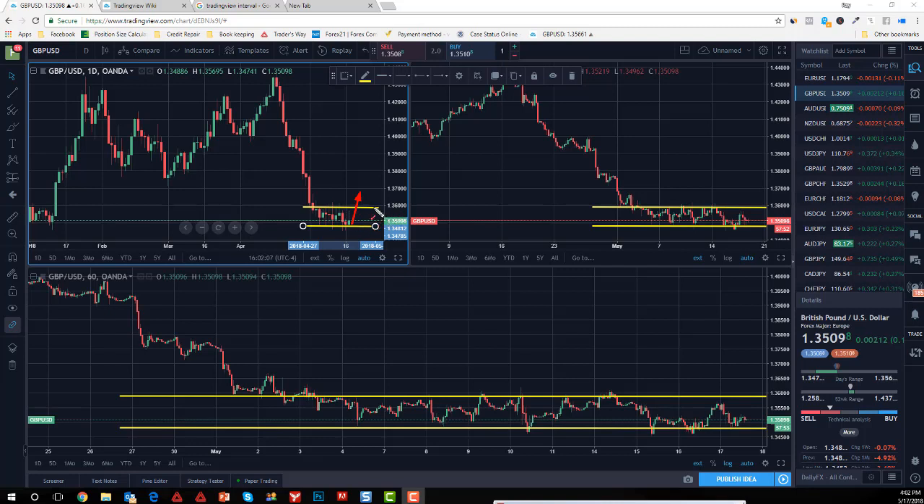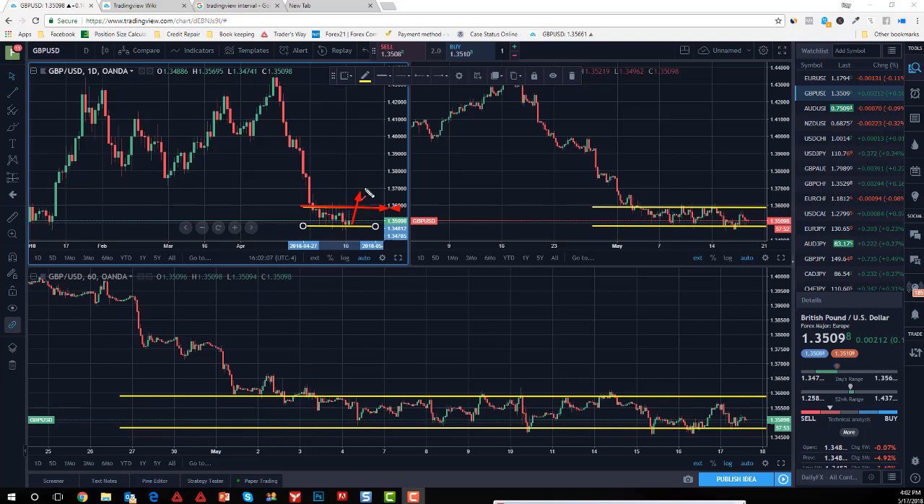Now, once we get that break above 1.3600, we're going to keep an eye on this level right here. When price pulls back into this level of support, so what was once resistance now becomes support, this is where you're going to look to trade the market.